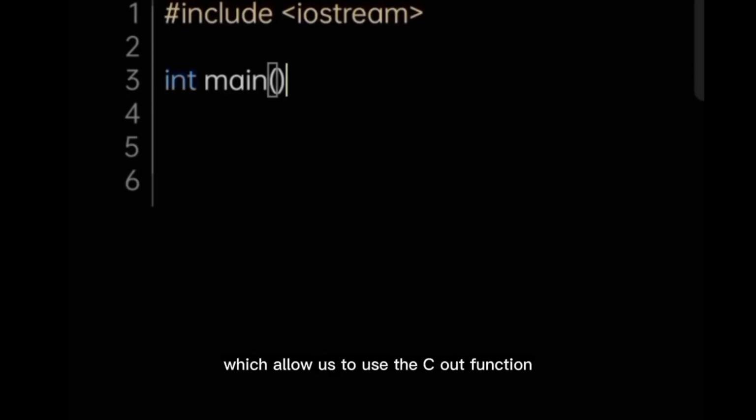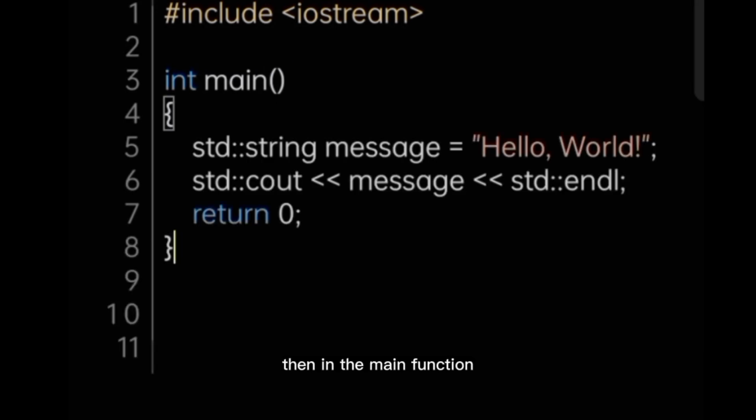As you can see, it's very simple. We first include the iostream header file which allows us to use the cout function. Then, in the main function, we use the cout function to print Hello World and the endl to move to the next line.